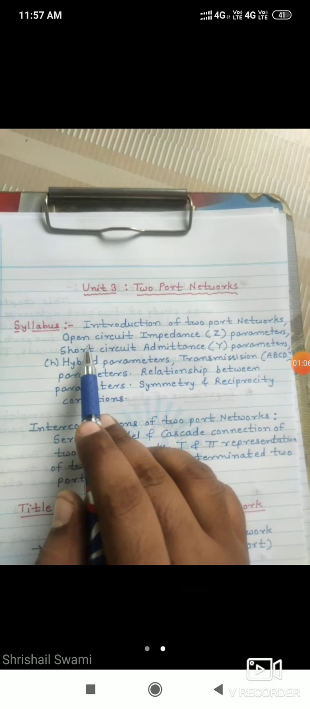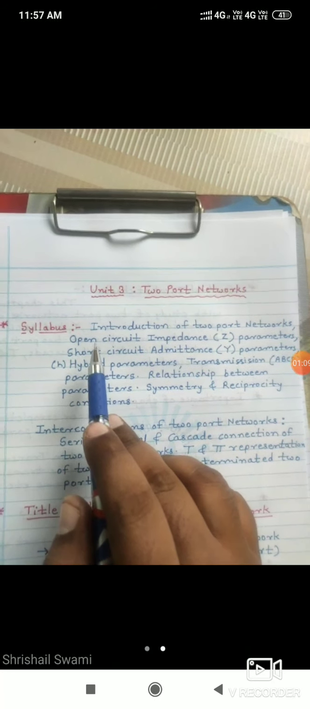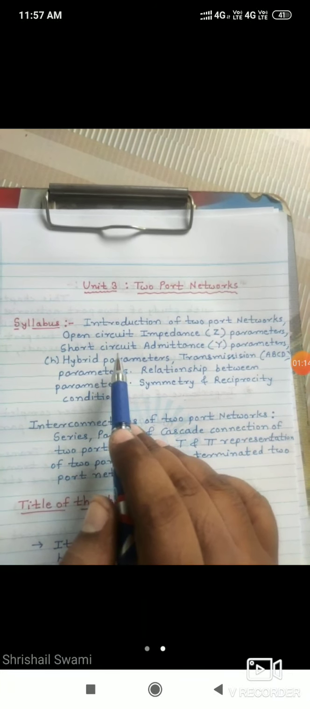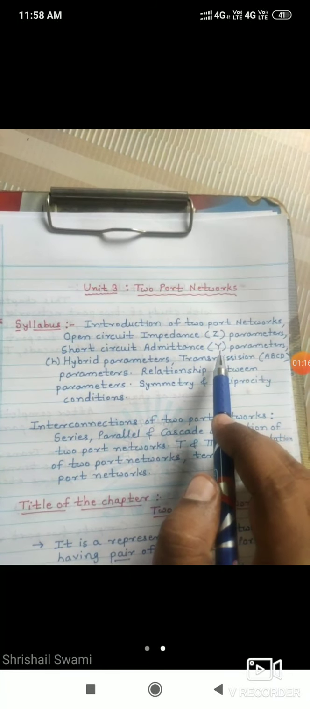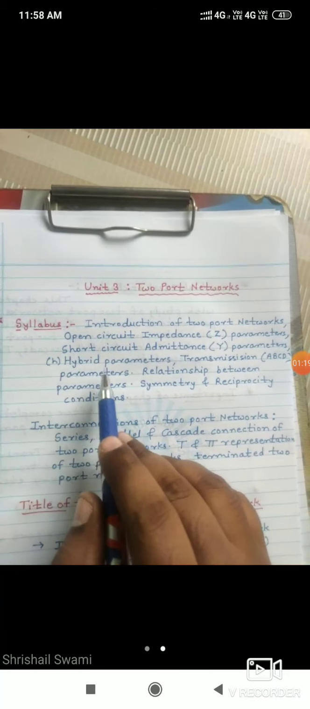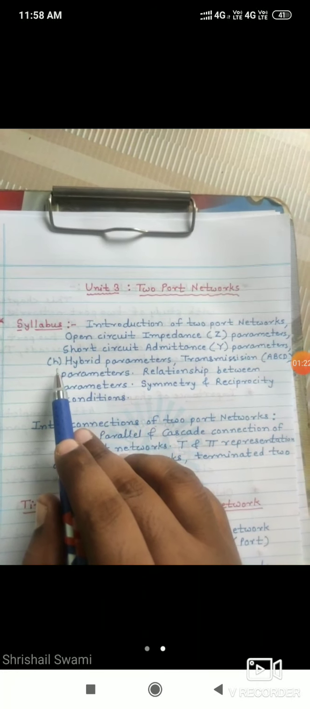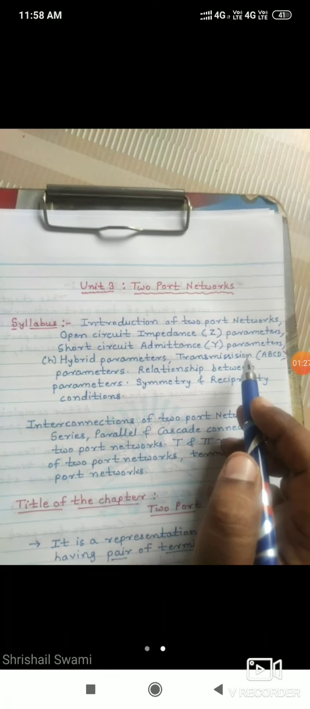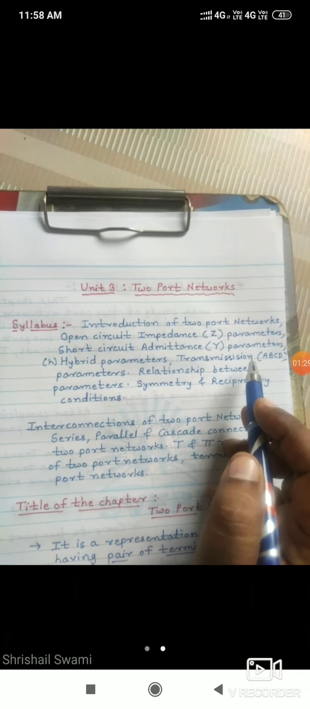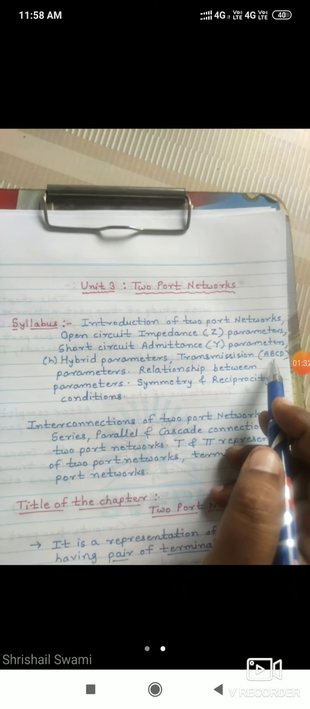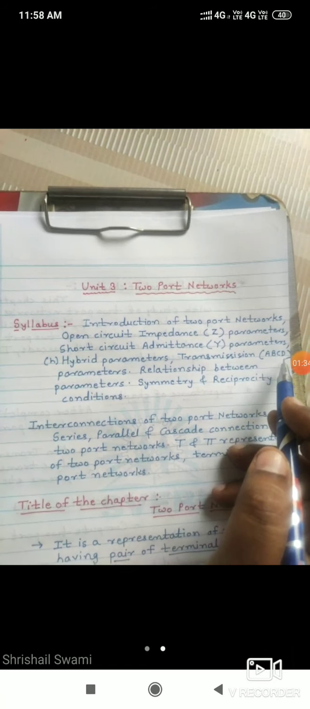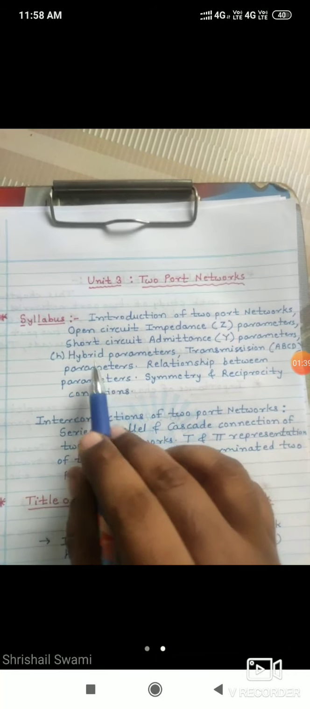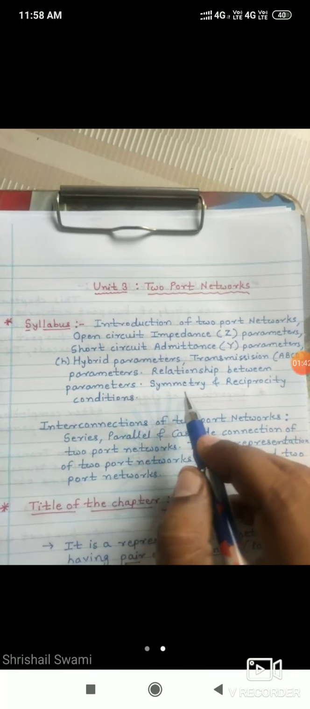Then we will start to discuss the two-port network parameters: open circuit impedance parameters denoted by Z, then short circuit admittance parameters denoted by Y, then hybrid parameters denoted by small h. After that, transmission parameters denoted by ABCD. It is also known as T parameters, and the name of transmission parameters is ABCD parameters. Actually there are 6 parameters, out of which only 4 are in this syllabus.